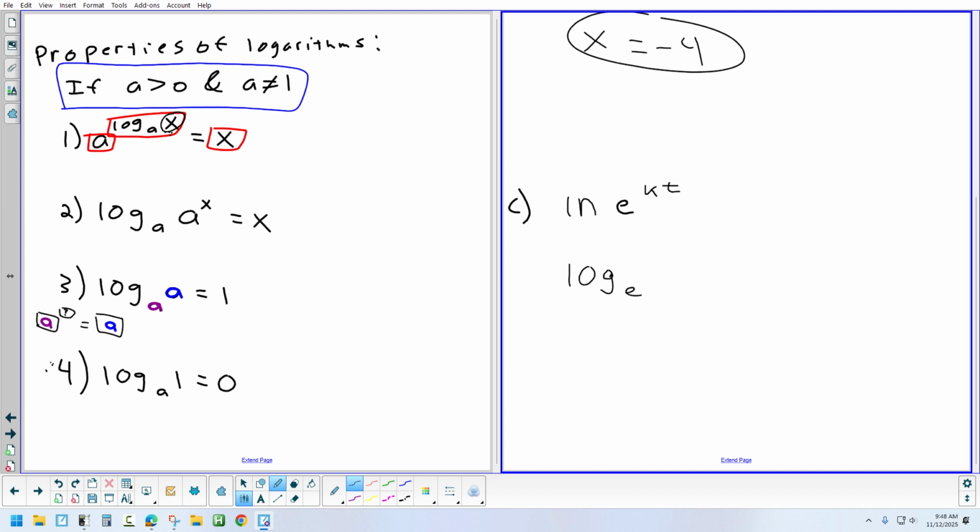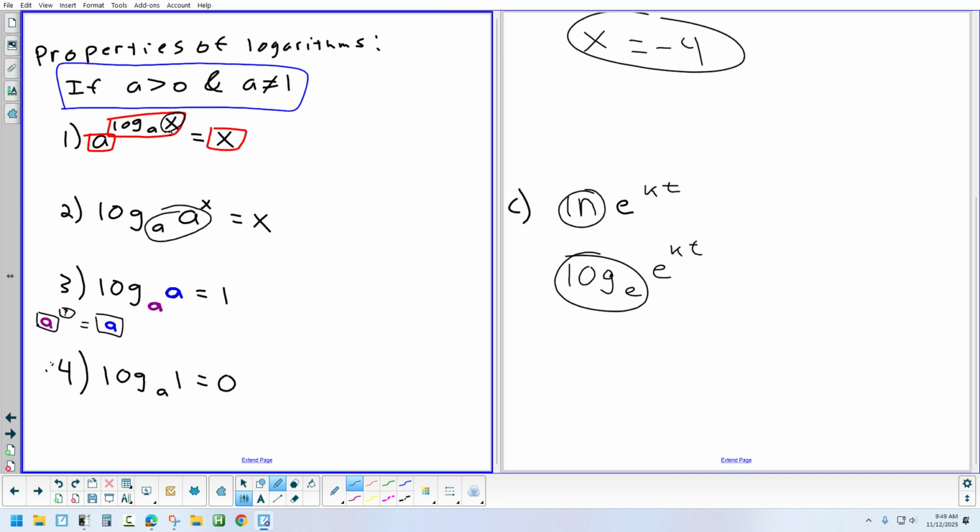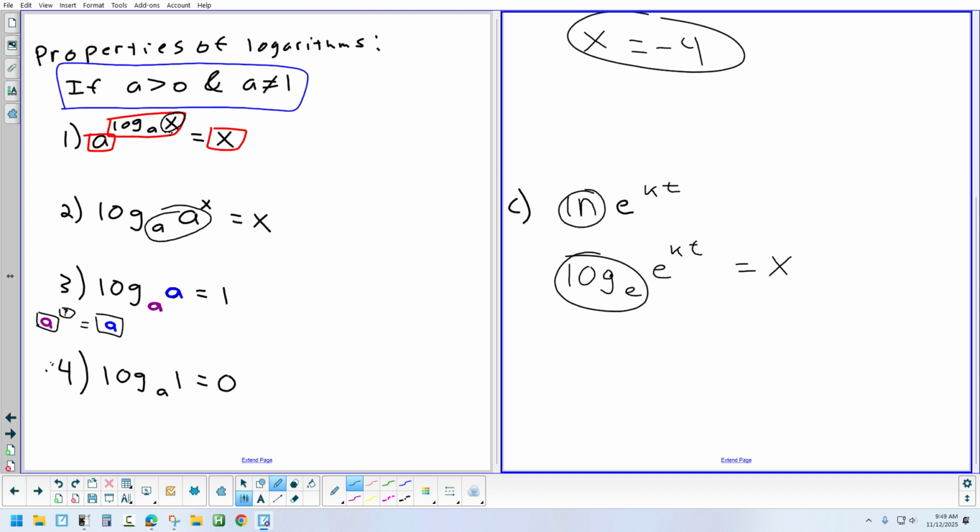Right, that's log base e. That's that part. And now copy the rest of it. e to the kt. Now you can see you have a base and an argument that are matching, just like property 2. And we'll just say we don't know what it equals. We'll just say it equals x. If they don't write equals x, you can always just put equals x because you don't know what it is yet. And what would x equal in this case? Yeah. kt, whatever k times t is.